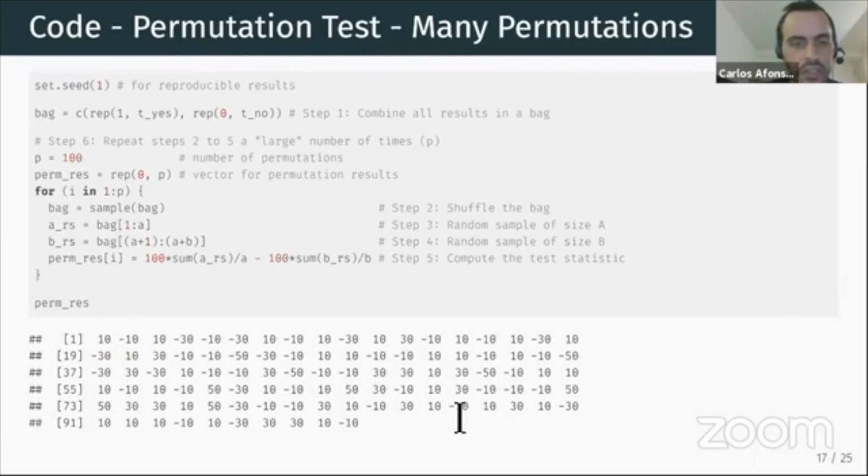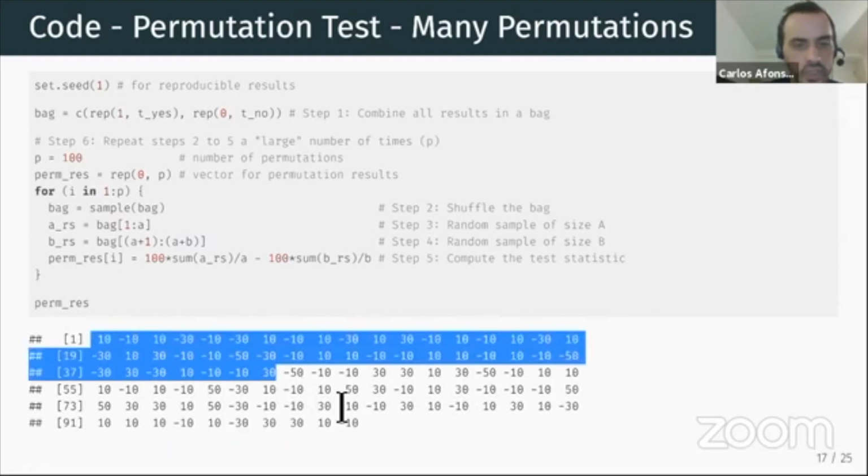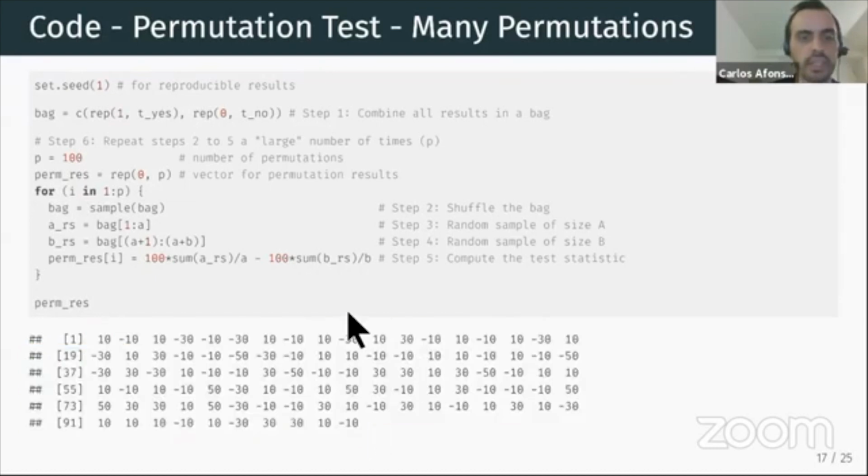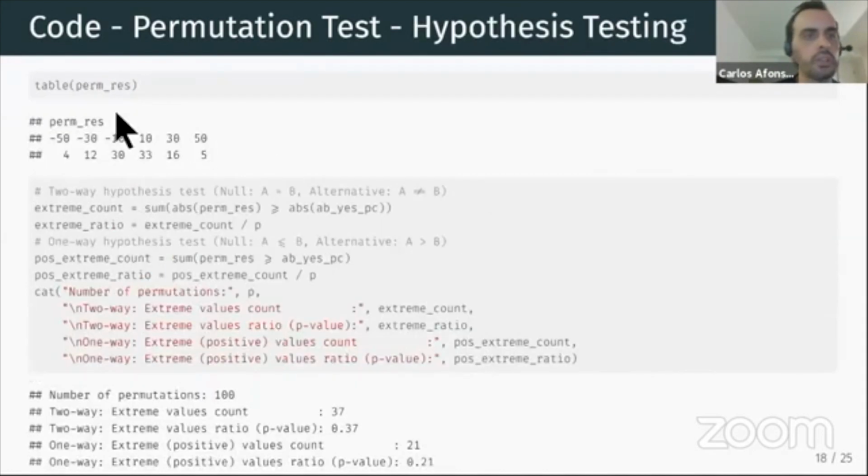You can see these are the 100 values for our test statistic that we got through the permutation test. Okay. And now the goal is to compare the observed test statistic of 30% with all these values. To make that easier, it's convenient to build a table of results, and you can do that with the table function. And this is the table that I showed you before.